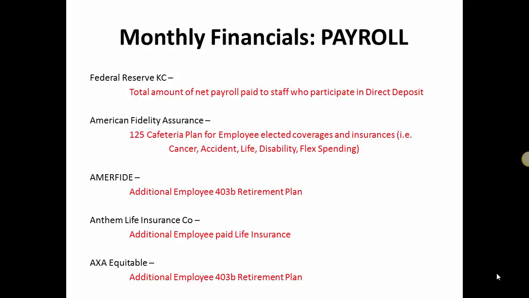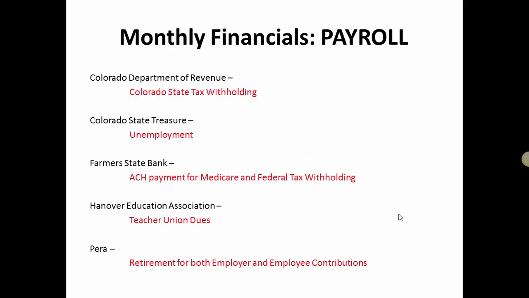Amerified is an additional employee 403B type of retirement plan. Once again, that is self-selected by staff if they want to do that. Anthem Life Insurance Company, that is additional employee paid life insurance. AXA Equitable is additional employee 403 retirement plan, yet another option for staff. The Colorado Department of Revenue is the actual Colorado state tax withholding.